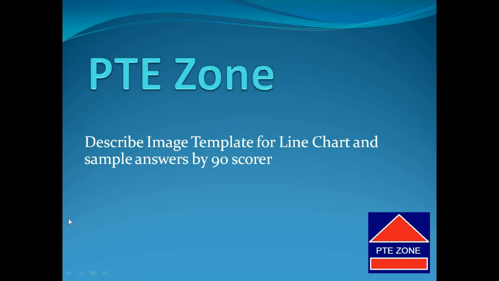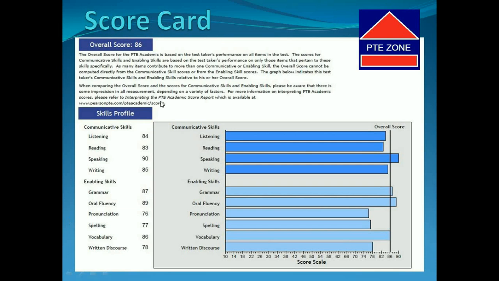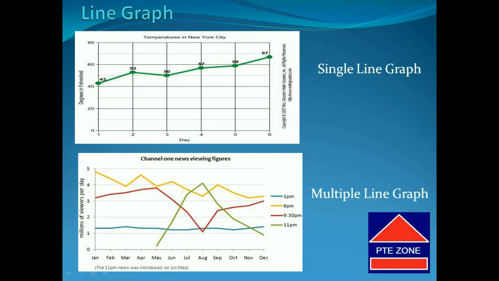So before starting, you can have a look at my scorecard. I have scored 86 overall and in speaking I have scored a perfect 90. I could achieve this score in my 4th attempt. So let's start with the line graph.